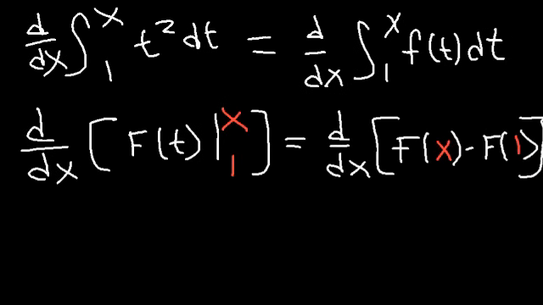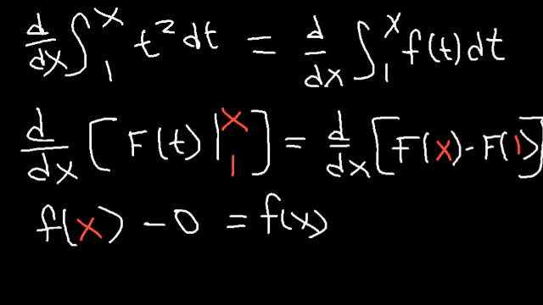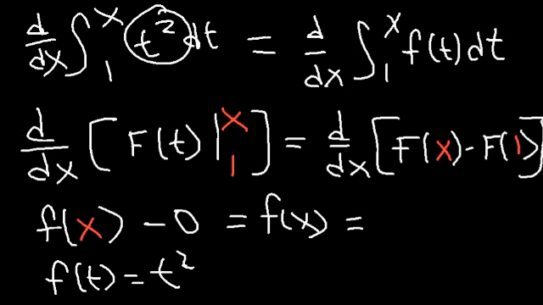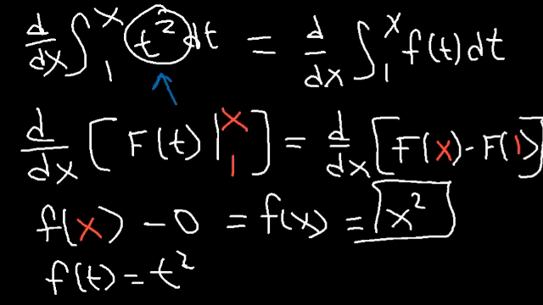Now the derivative of capital F is lowercase f. And F of 1 is a constant. The derivative of a constant is 0. So this is simply f of x. Now, if f of t is t squared, then f of x is going to be x squared. And that's the answer. So notice that we didn't have to integrate t squared, because sometimes you're going to get a function that is very difficult to integrate.